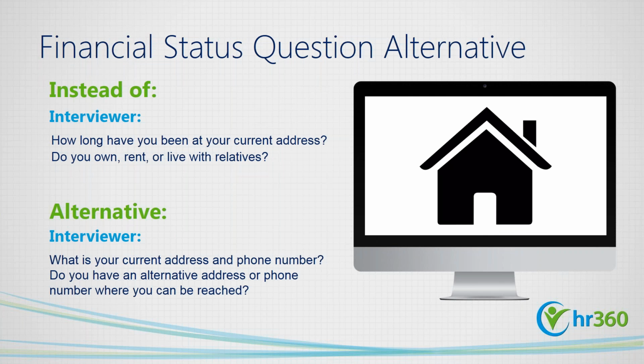Financial status questions. Here's another one. How long have you been at your current address? Do you own, rent, or live with relatives? You don't want to go into that area at all. What can you ask? What is your current address and phone number? Do you have an alternative address or phone number where you can be reached? So you're asking a certain aspect of this, but not in the way that's described in the first area, which is areas that you should not be talking about directly. So again, there's a way to do this that's compliant. And that's really what you have to focus on. And of course, avoid at all costs all interviewers asking the wrong questions. Let's continue on.